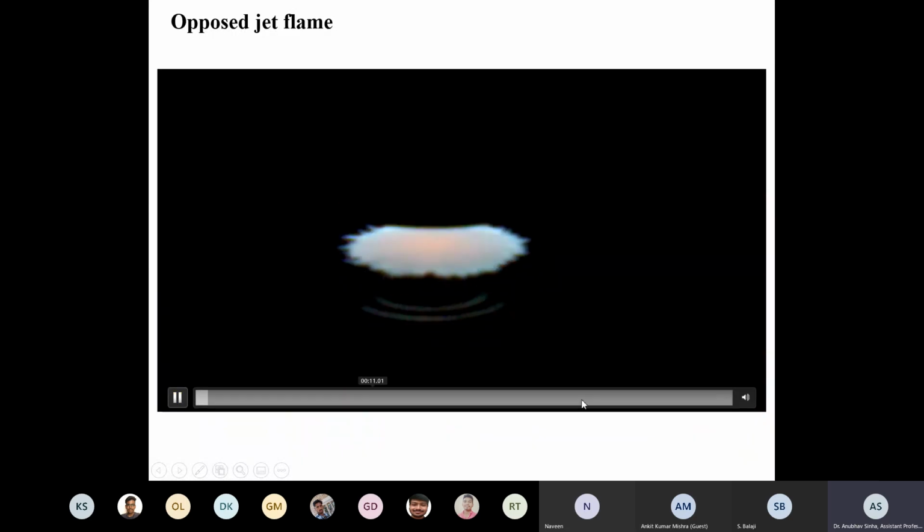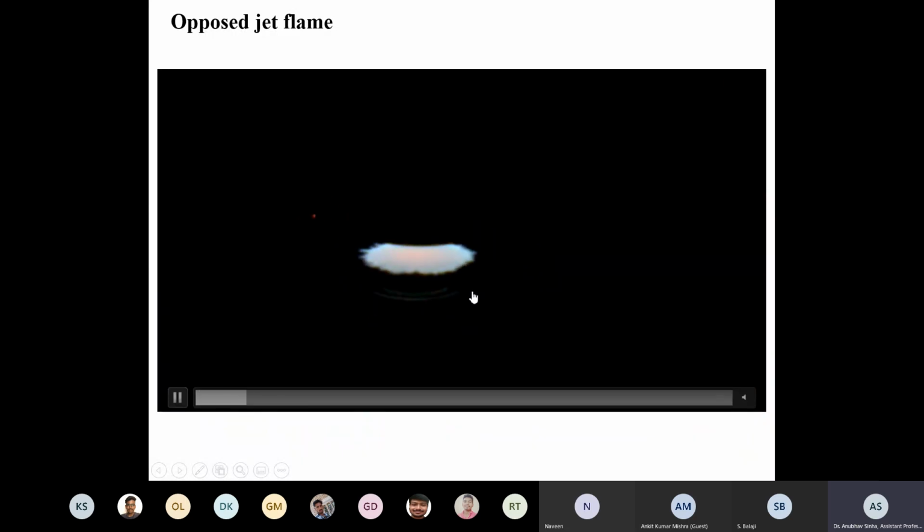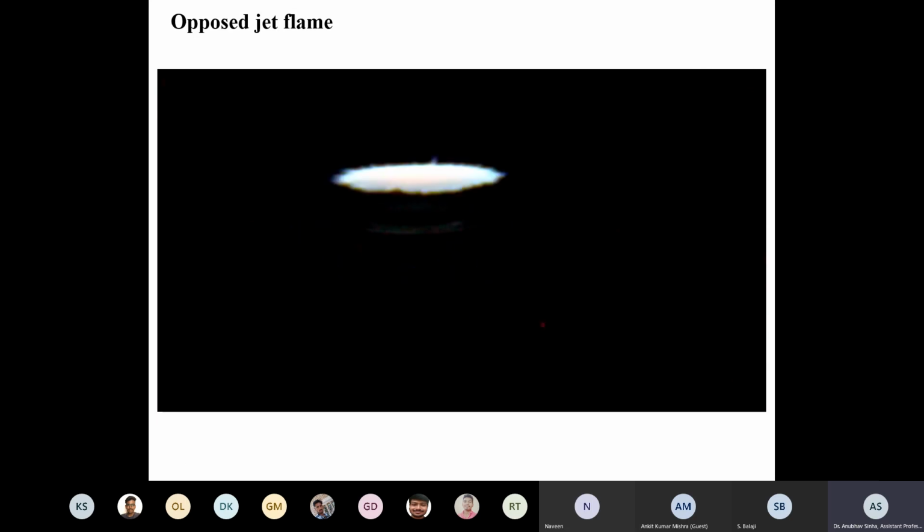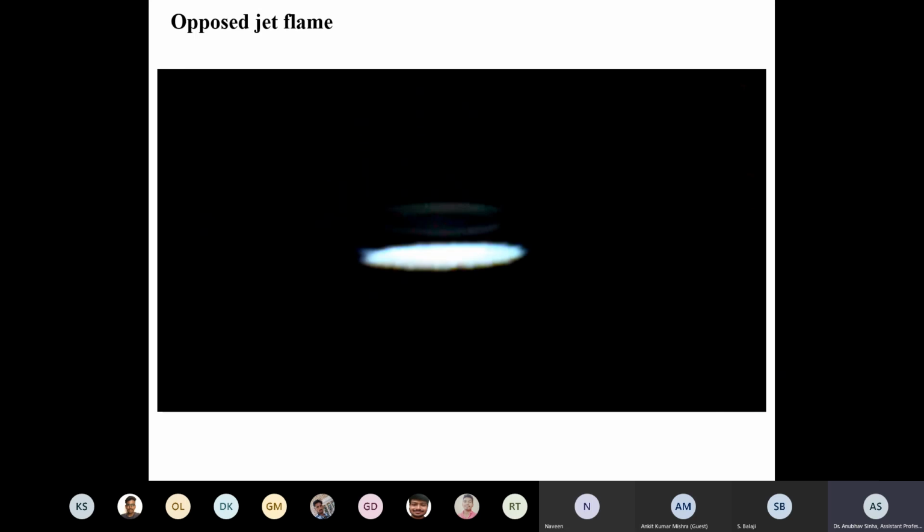Now see, it is in dark. So there are two jets. This is a flame. Okay, we are taking images from different angles. See how flat it is. I will just pause here.